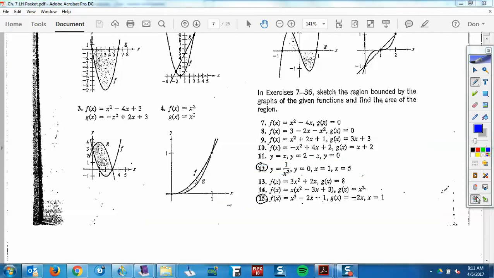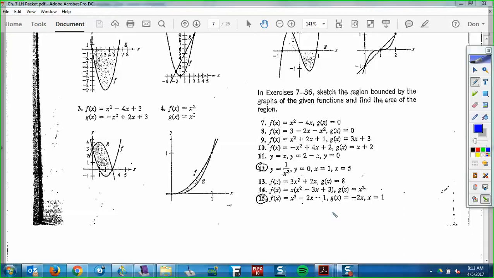Okay, what about 15? What did you get for the answer on 15? 2. What is your integral on 2? X cubed. How'd you get x cubed plus 1? I was pretty sure x cubed minus 2x plus 1 plus 2x, because it was f minus g.